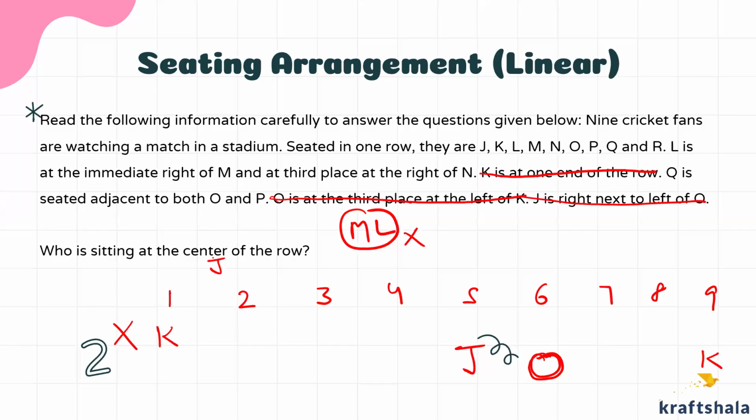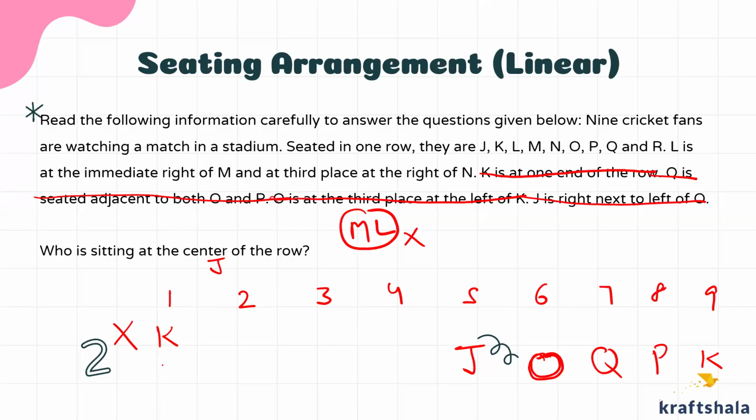So we will try to fill this completely so that we can cover as many cases. So next statement is Q is adjacent to both O and P. Now there is one person Q which is adjacent to 2 people. That means the only scenario can be this. If one person is adjacent to 2 people, that means that person must be lying in between, isn't it? So Q is adjacent to both O and P. So I have placed Q here. I hope it is clear as well. So I have made use of this statement too. Next is L is at the immediate right of M and third place at the right of N.